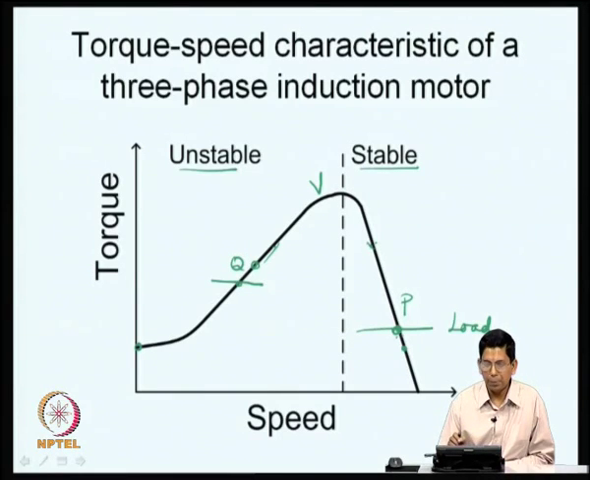So, at P, any disturbance you consider, you will see that there is a tendency of the motor load system to come back to this operating point, whereas at the operating point Q, in case of any disturbance, it will run away from that operating point, it will not come back to that operating point, and therefore, you call this an unstable operating point and this entire region an unstable operating region.